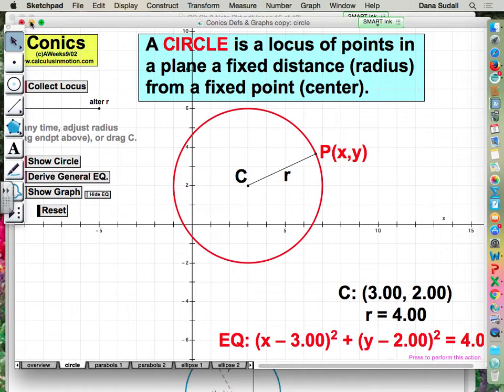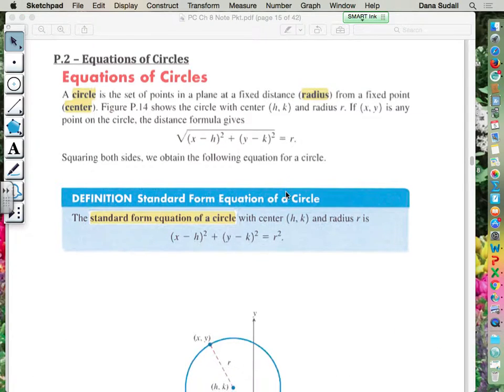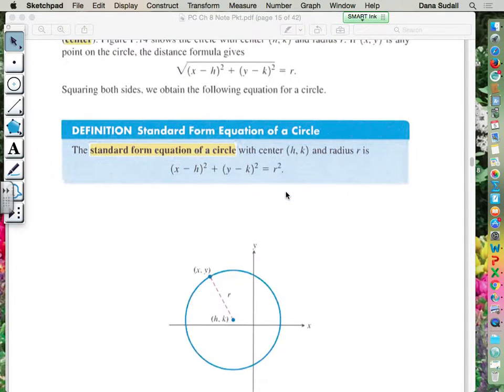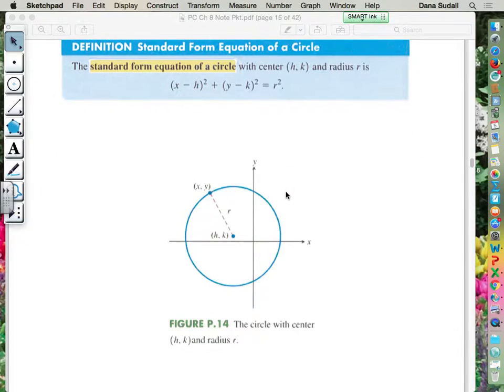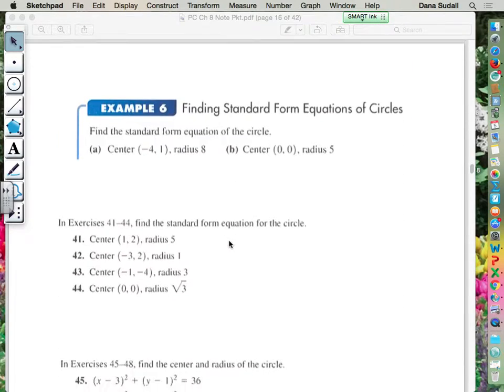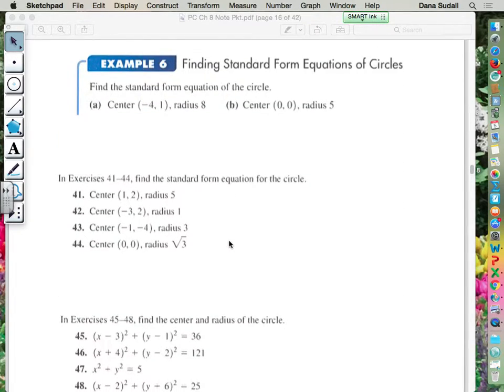So let's look at a couple of problems right from your booklet then. This is all the stuff we just talked about with the sketch pad. Standard form for the equation of the circle, where it comes from using the distance formula. So let's do a few of these. We won't do all these problems here, but we'll do a few of them.